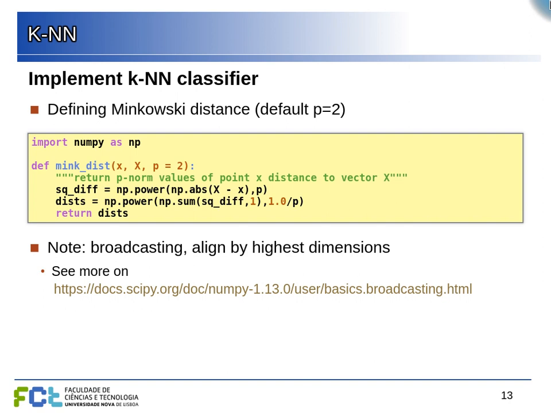And then we can apply the power operation here to 1 over p, so this would be the square root in this case, and we sum everything along the dimension of index 1.